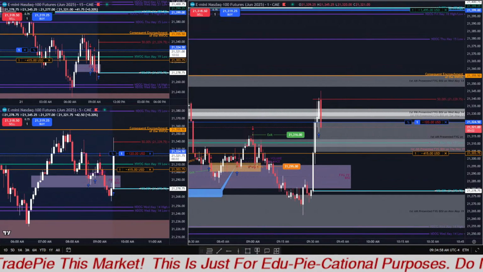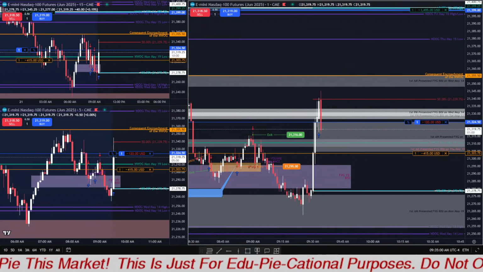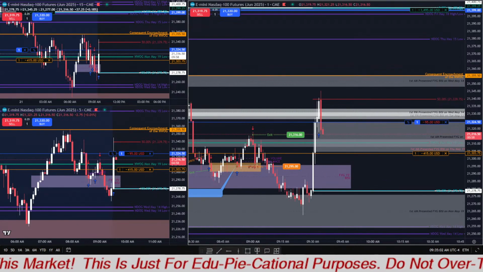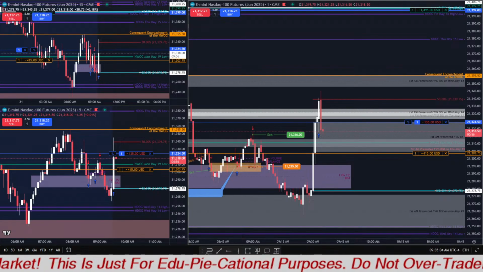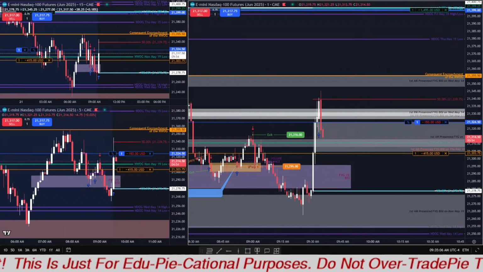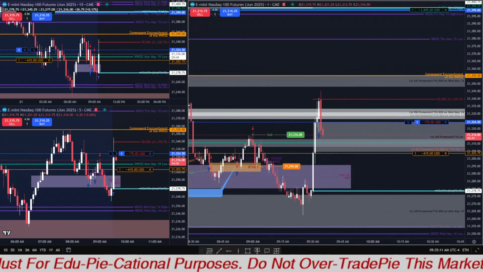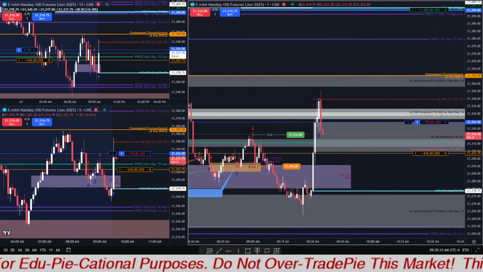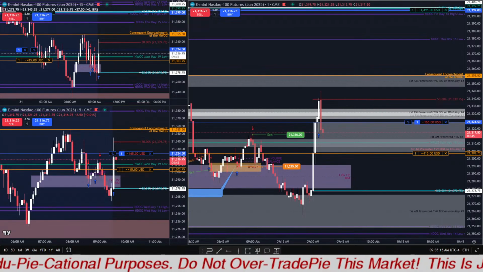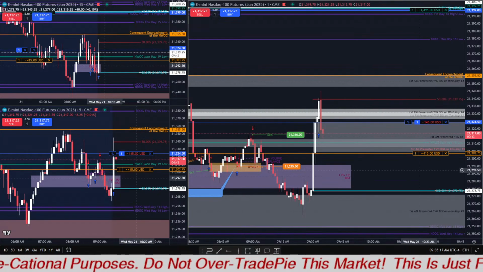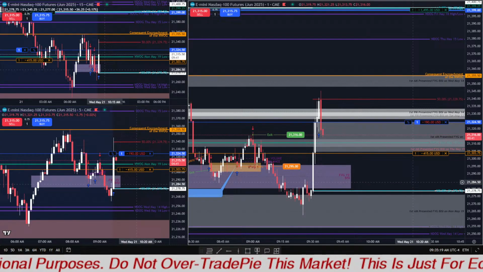Getting back into the first presented fair value gap over here, and trading into the consequent encouragement of the first presented fair value gap over here, and let's see how the market is reacting towards this.